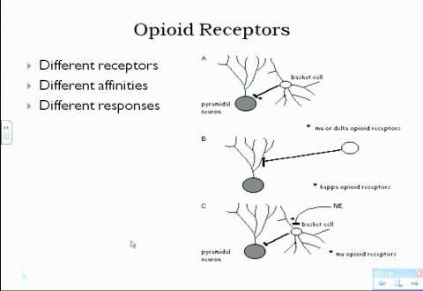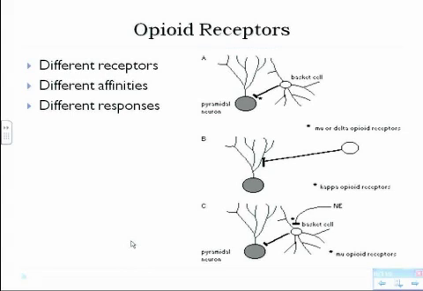They're able to bind to things differently. They have different affinities to certain narcotics, and they have different responses as well. The differences in responses is because some of them are presynaptic, others are postsynaptic. The other thing that makes it different is that they're in different locations. And what this is to show you is that there are other different kinds of receptors.